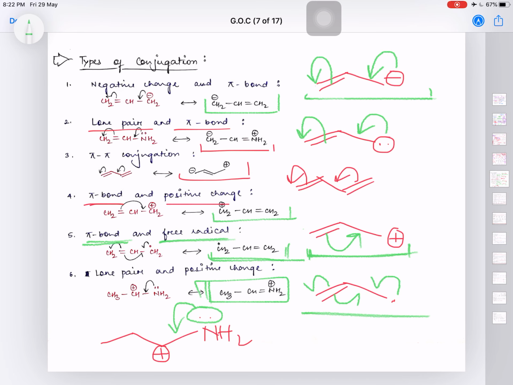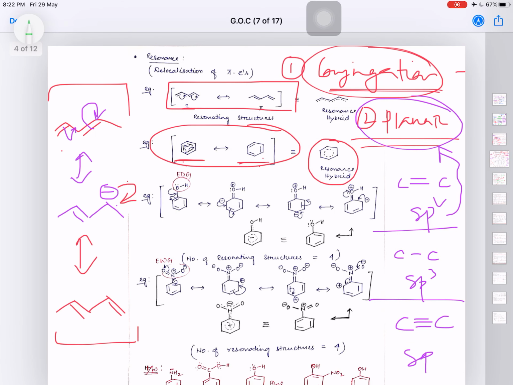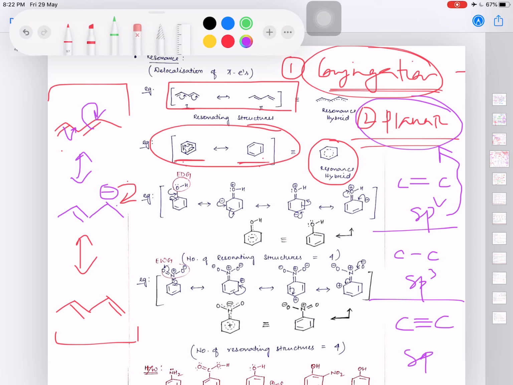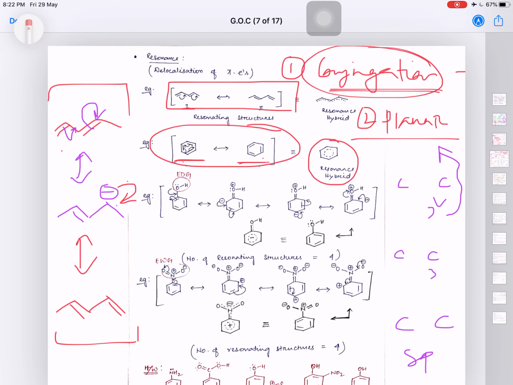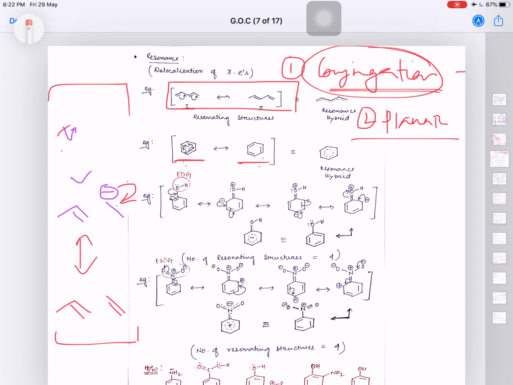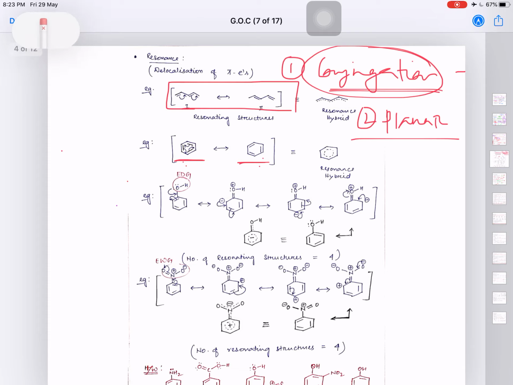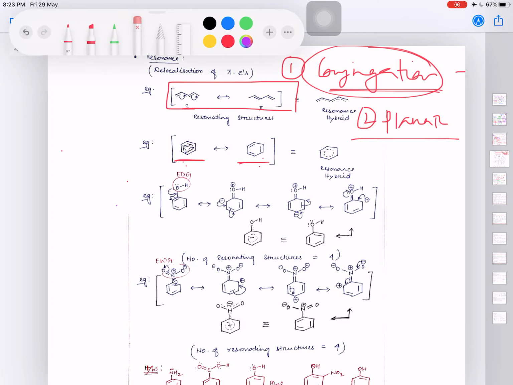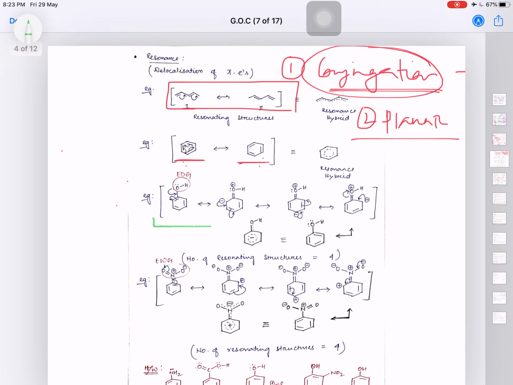So let us go back to the resonating structures. Now you see in resonance, I have just written 2 examples here for you to understand that 2 different types of resonance are possible. In one, arrows will be going away from the ring, and in the other, arrows will be going towards the ring. Now you see in this first one, it is phenol.